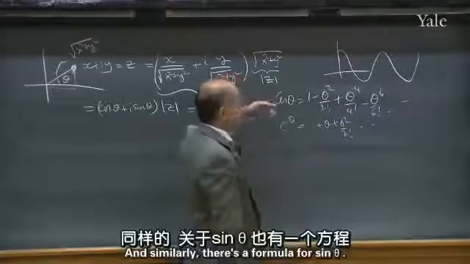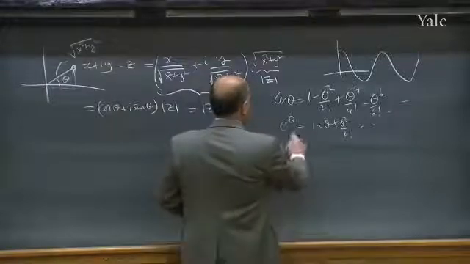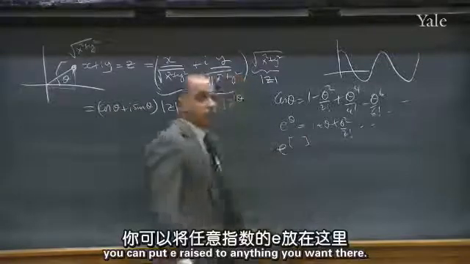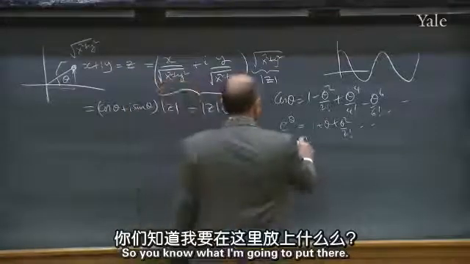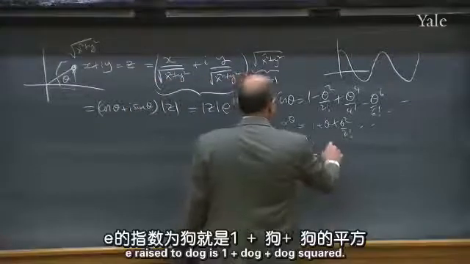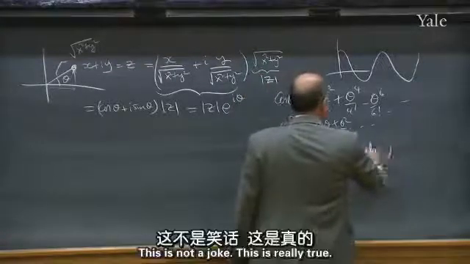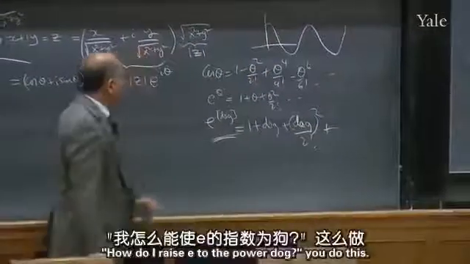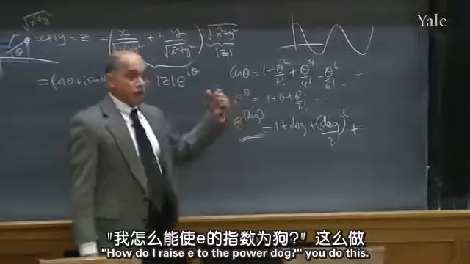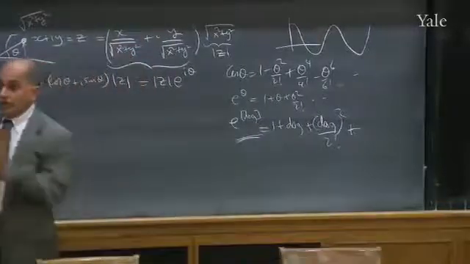And similarly, there's a formula for sine theta. Now, once the power series is defined, you can put e raised to anything you want there. So, you know what I'm going to put there. E raised to dog: it's 1 plus dog plus dog squared over 2, and so on. This is not a joke. This is really true. This is the definition. Someone says, how do I raise e to the power dog? You do this. This will have all the properties of the exponential. It doesn't matter what's in the exponent.